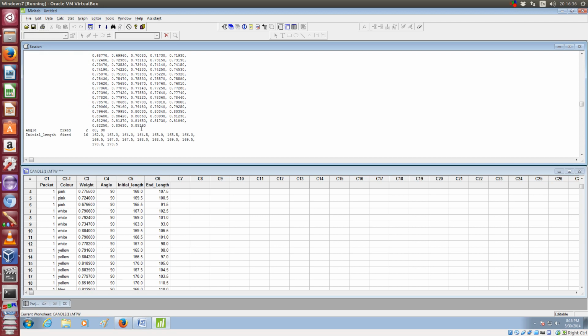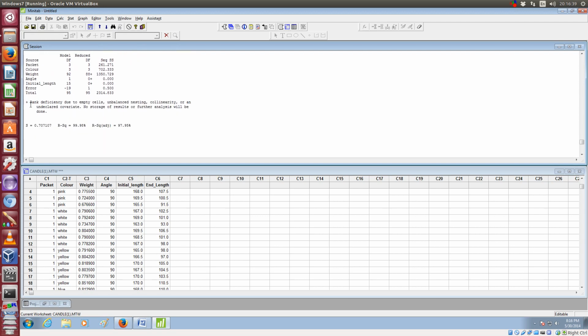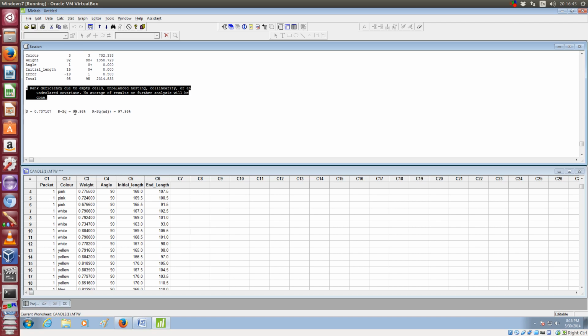Okay, so the result that comes out, we see that it says analysis of variance for end length using adjusted sums of squares, but the key error message here is that we've got rank deficiency due to empty cells, unbalanced nesting, collinearity, or undeclared covariate. So basically, what's happened here is, in the background, in terms of the mathematics that is generating this result, there is a huge set of linear and non-linear equations that are being solved.